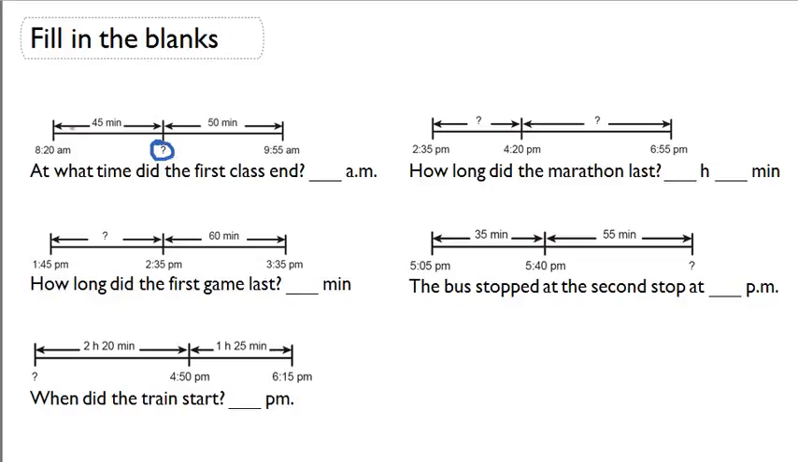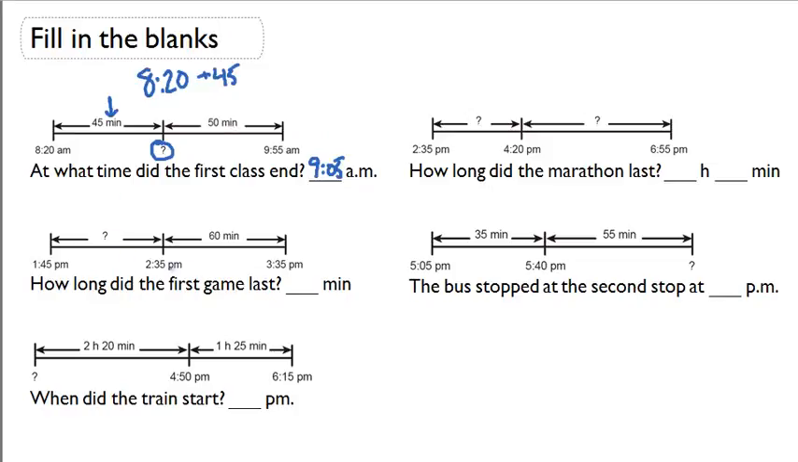So if I started at 8:20 and it took me 45 minutes for that first class, I need to add 45 minutes to it. So 8:20 plus 45, I get 65, and it'll be 5 minutes because we have to carry that 60 over to the hours, so it becomes 9:05, 9:05 a.m.